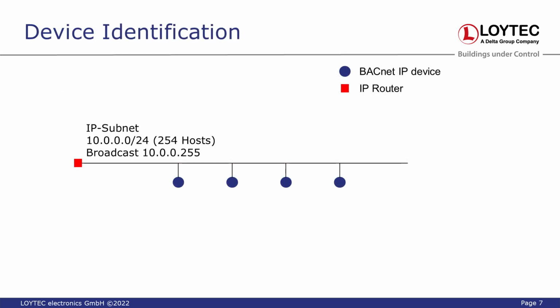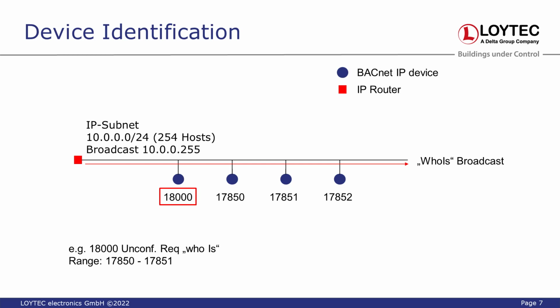Take a look at this network configuration. The broadcast address is 10.0.0.255, and if you now start a device scan on one of these BACnet devices, then a local broadcast with the service choice "Who is" will be sent to the broadcast address of the subnet. The broadcast message includes a property which defines the device instance number range which shall be scanned. If one of the BACnet devices in the same subnet is configured to a device instance number contained in that range, then the device will also answer in broadcast with the service choice "I am." For example, device instance number 17,850 and 17,851.